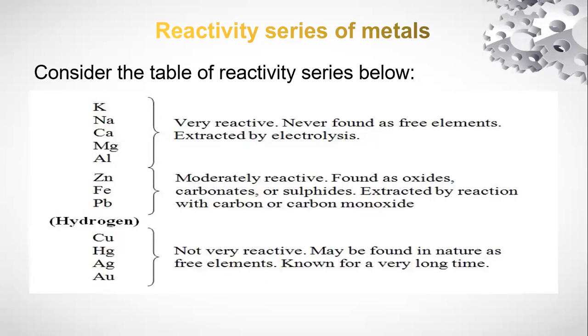Moving on, let's see this reactivity series of metals. So consider the table of reactivity series below. Here there are various elements that are grouped together. The ones at the top are the ones that are considered very reactive, and the ones at the bottom are the ones that are least reactive. So in our first group at the top, we have potassium, sodium, calcium, magnesium, and aluminium. These are the first ones that are very reactive, and they are never found as free elements, and they can be extracted by electrolysis, which is the most powerful way of extracting the metals.